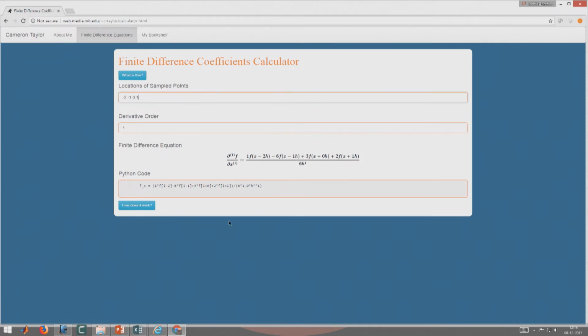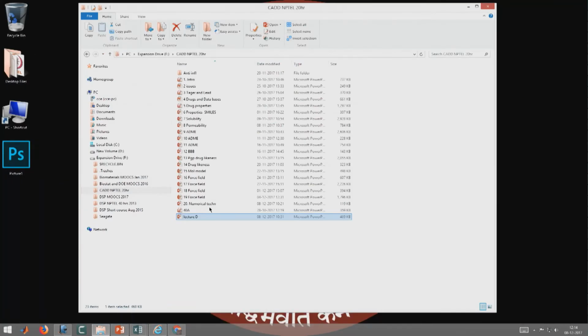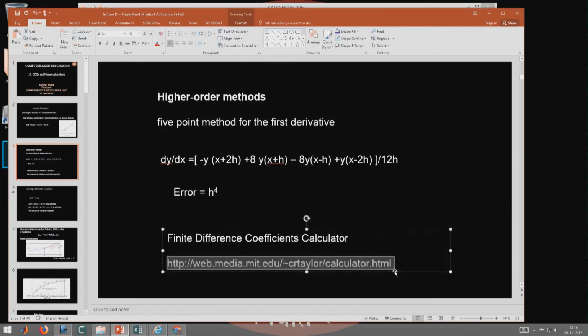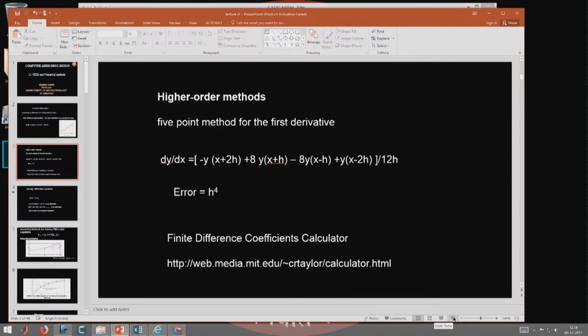So this is a very useful website where we can get the coefficients depending upon how we are going to use the sampling points.